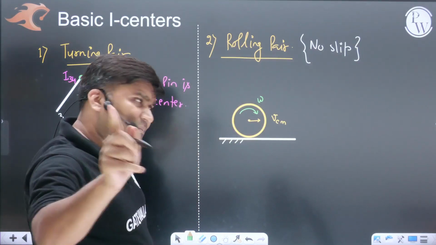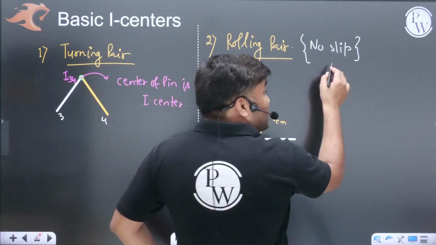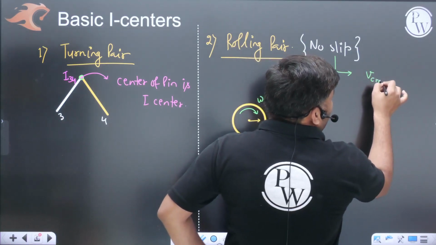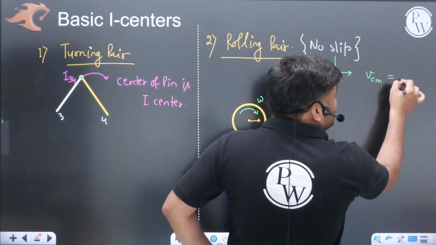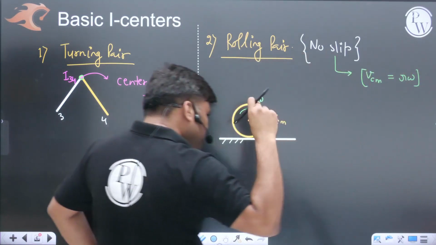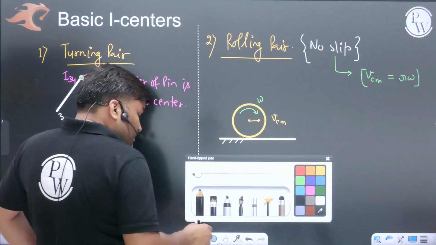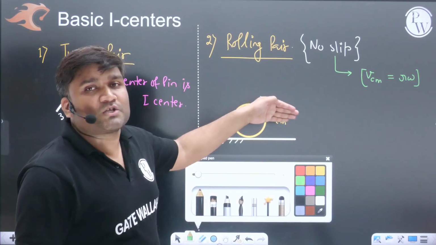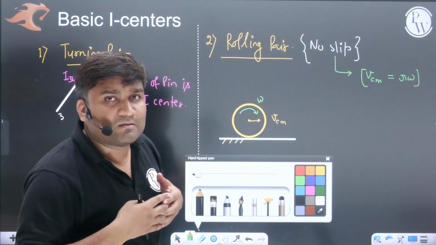I hope everybody knows the condition for no slip. For no slip, we have a beautiful condition: the magnitude of the velocity of the center of mass must be equal to R omega. This magnitude must be the same. Now, this body is having translation as well as rotation. Both things are happening together. General motion.